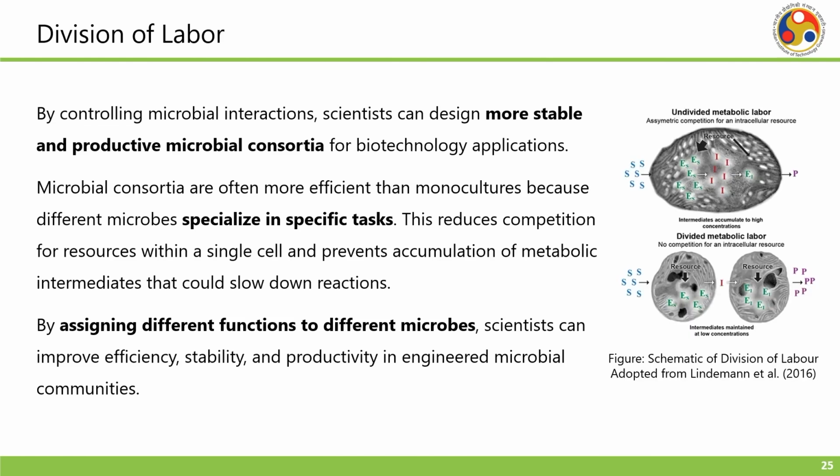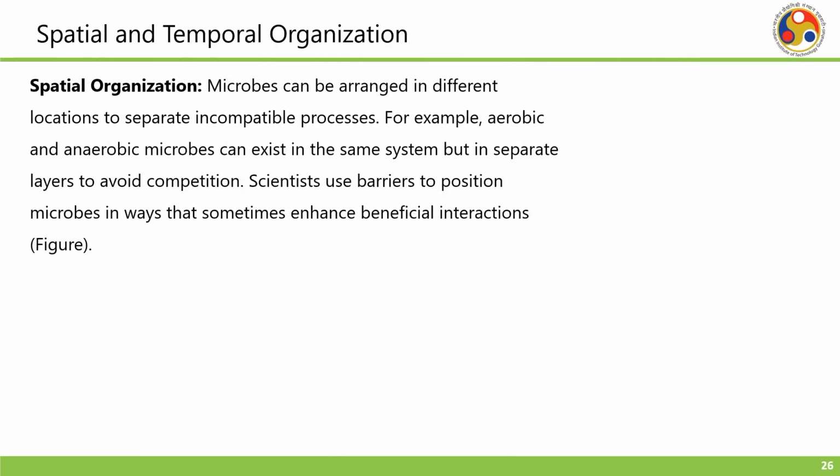Now, here you can see in the first case undivided metabolic labor. There is asymmetric competition for intracellular resources, and then these intermediates accumulate to high concentration. Then there is a divided metabolic labor. There is no competition for an intracellular resource. So, intermediates are maintained at low concentration. Then comes the spatial and temporal organization.